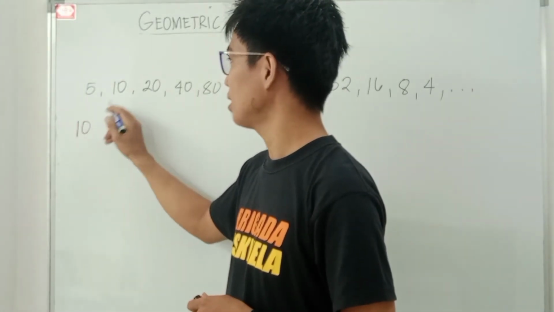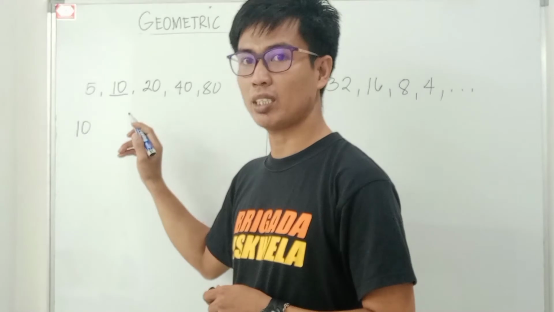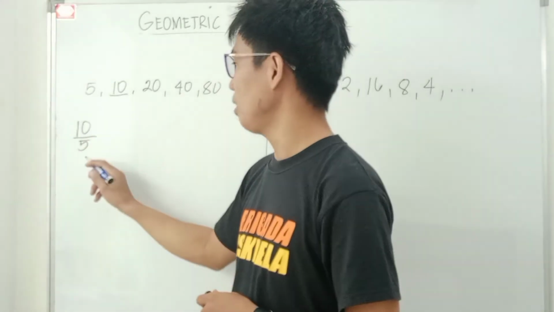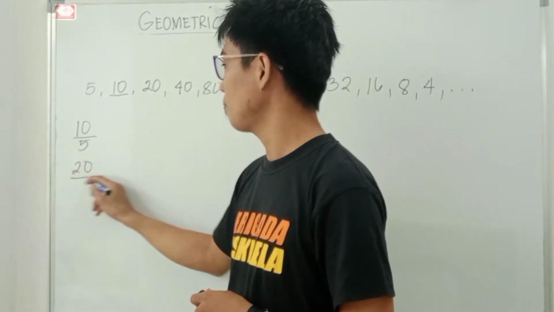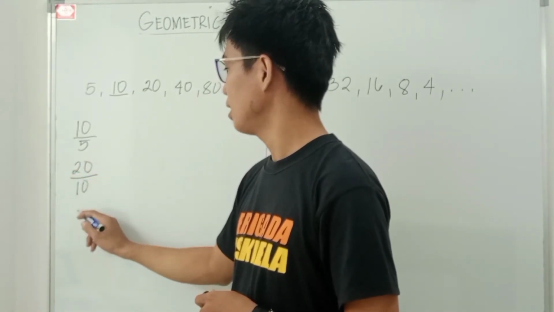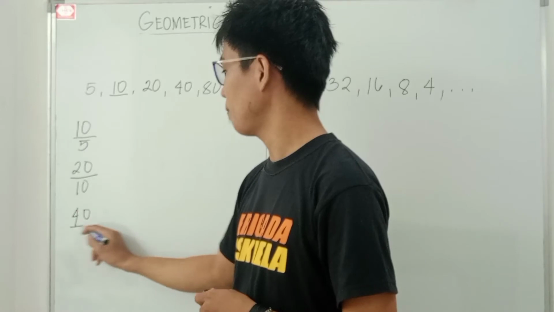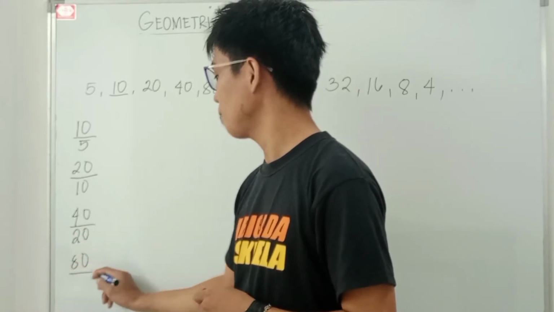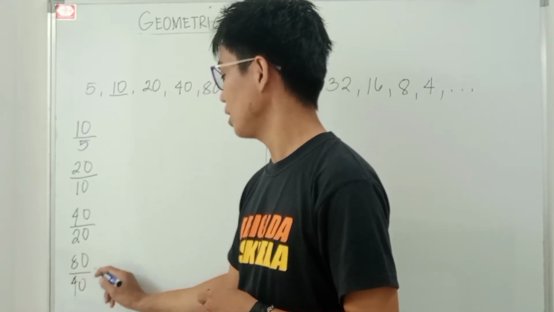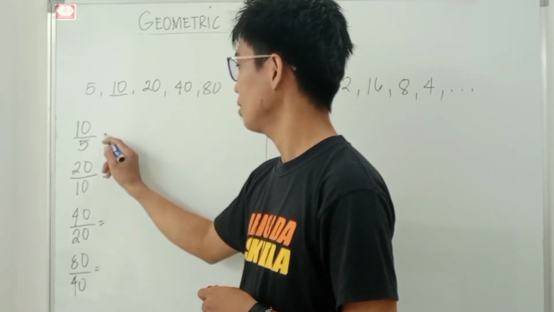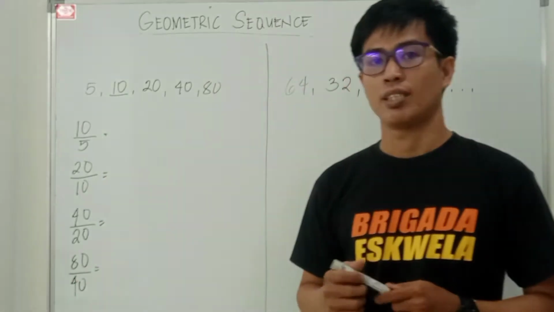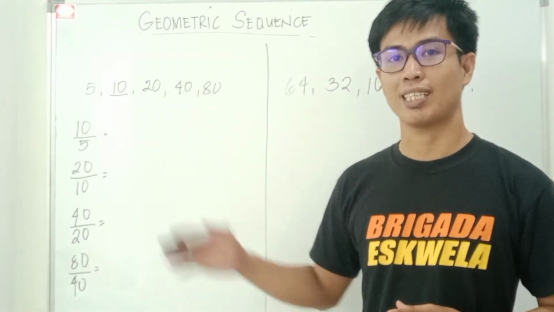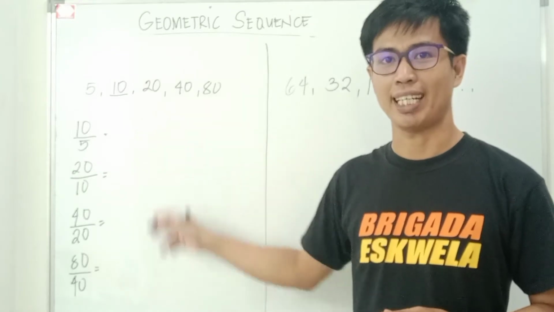We have 10, which is the term, and its previous term is 5. So, therefore, i-divide natin siya sa 5. And we have 20, divided by the previous term, 10. We have 40, divided by the previous term, 20. We have 80 divided by the previous term, 40. Then, malalaman natin kung siya ay geometric kapag ang naging sagot nila ay pare-parehas.